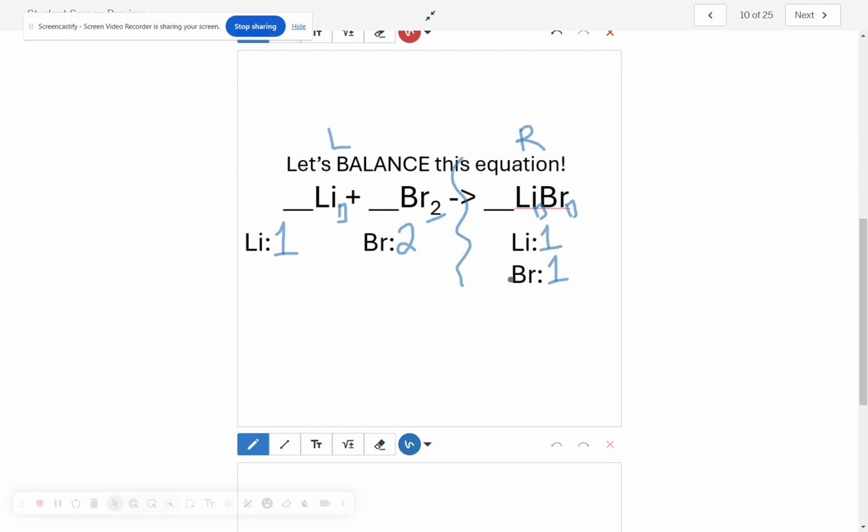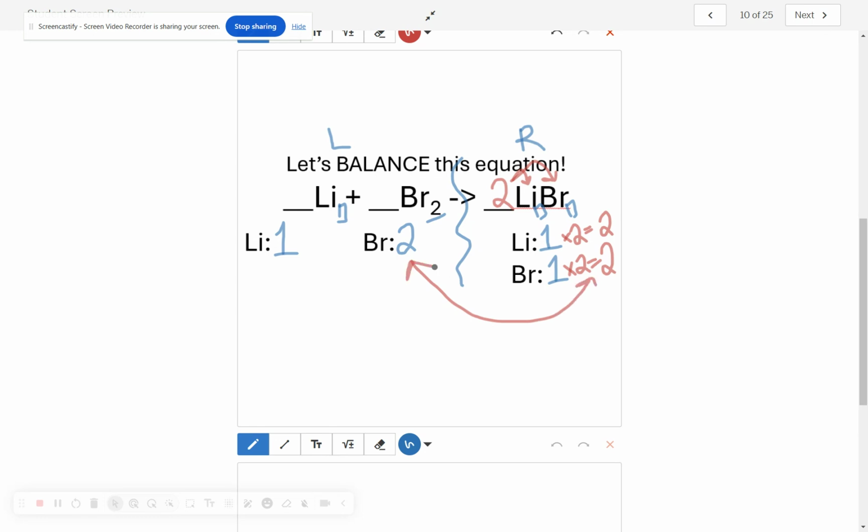So there's 1 Br here and 2 here. So I'm going to take this one and multiply it by 2 to make it equal to 2. Remember though, if I do something below, I need to document it. So I'm going to put a 2 up here. And since it's touching the whole molecule, we're going to multiply it by everybody inside. So we did the Br. There's the times 2 for the Li. And so now we get 1 times 2 is 2. 1 times 2 is 2. We fixed our Br, right?